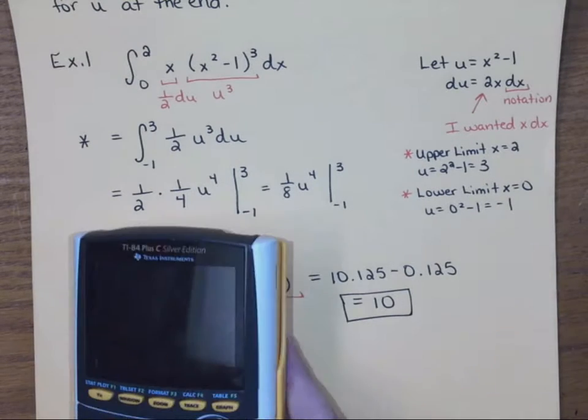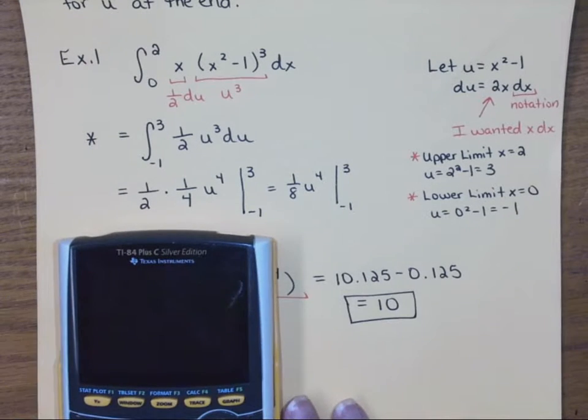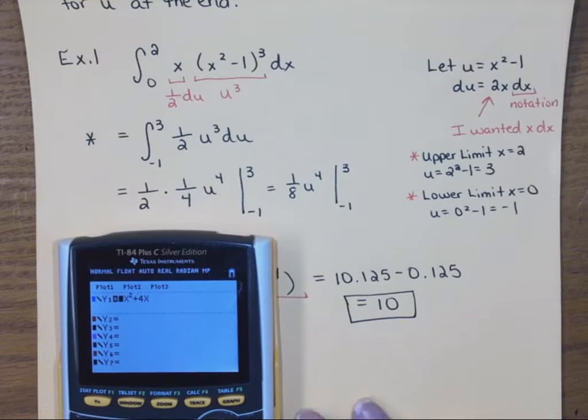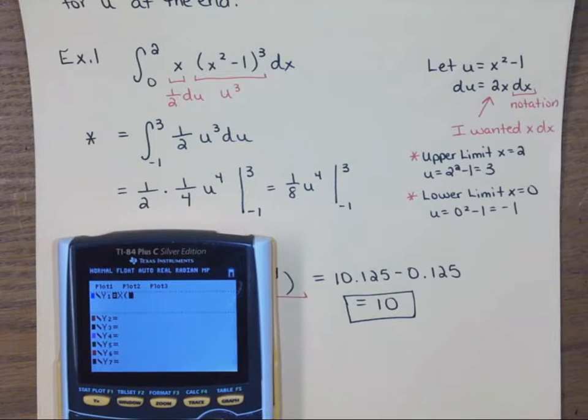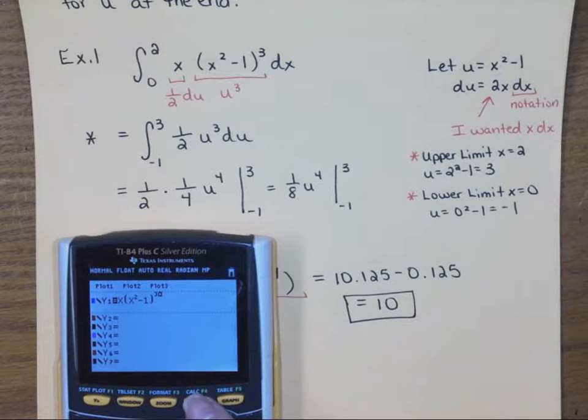Okay. So interestingly enough, I'm only going to show you this with really one example. You can actually check both the original function and the u function, and you will get the same area, although the functions will look very different. So let's do our trick where we check in the calculator. Let's go with the original: x times (x squared minus 1) raised to the third power. Remember what that looks like.